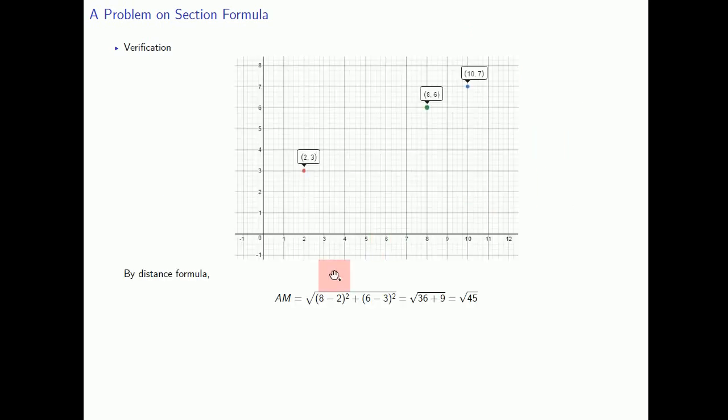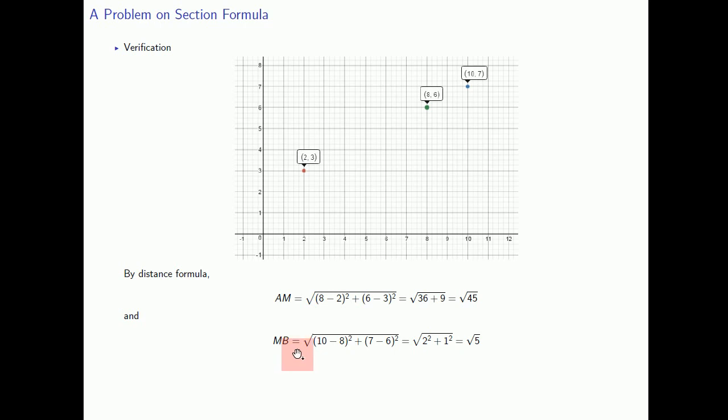Now you can get the distance AM by the distance formula, which is the square root of x2 minus x1 the whole squared plus y2 minus y1 the whole squared. So it will be 8 minus 2 the whole squared, which is 36, and 6 minus 3 the whole squared, which is 3 squared, 9. So you'll get root 45 as AM.